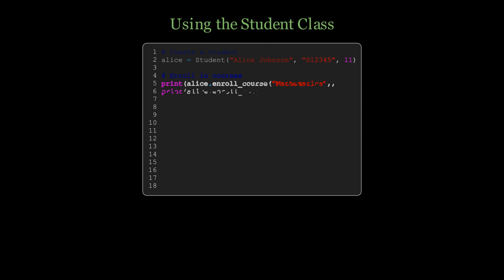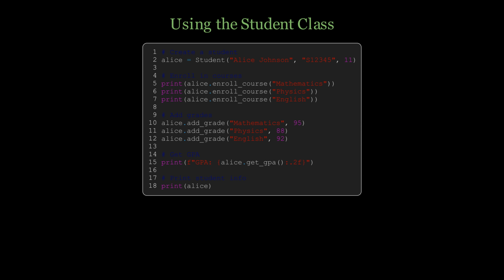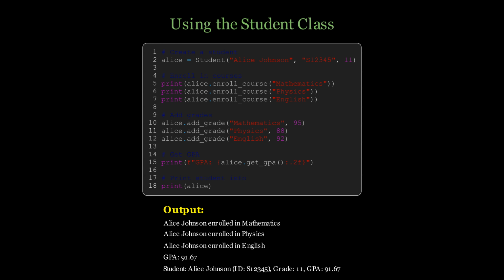Now let's use our student class to demonstrate how all its features work together in a realistic scenario. We create a student named Alice Johnson. She enrolls in 3 courses: mathematics, physics, and English. We add her grades for each course. The GPA calculation shows she's averaging 91.67. Printing Alice shows all her information in a clean, readable format. This demonstrates a complete, functional class managing complex data.